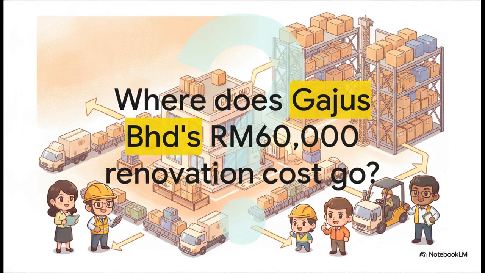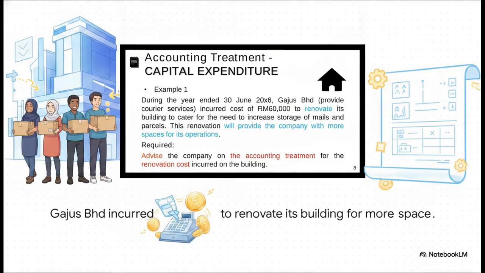Let's test this with a real-world scenario. Imagine a cute little logistics company called Berhad. They're growing super fast, and suddenly they find themselves needing way more parcel storage. Here are the exact facts of the case. During the year ended 30 June 20X6, Berhad, who provides courier services, incurred a cost of 60,000 ringgit to renovate its building. Why? Well, to cater for the need to increase storage for mails and parcels.